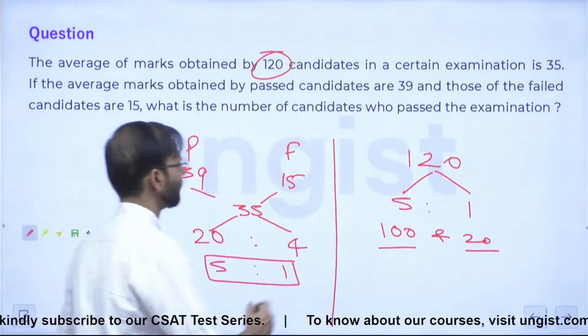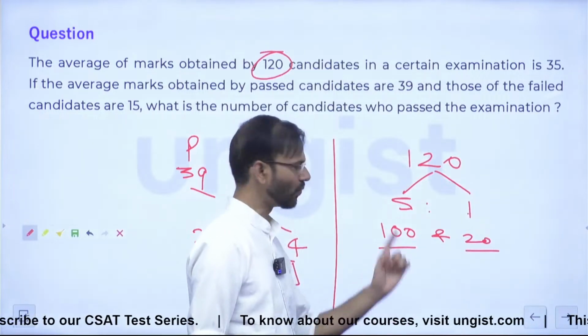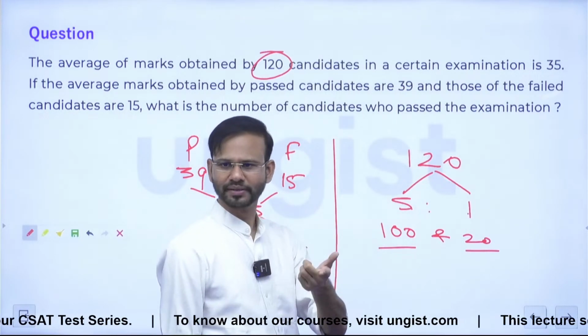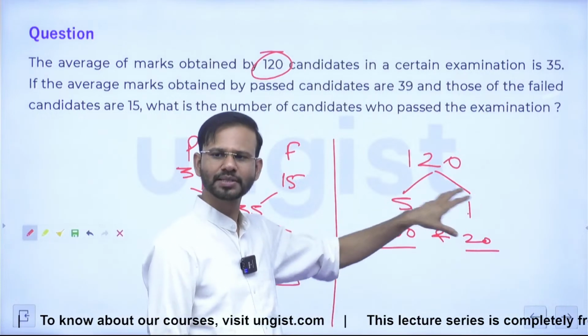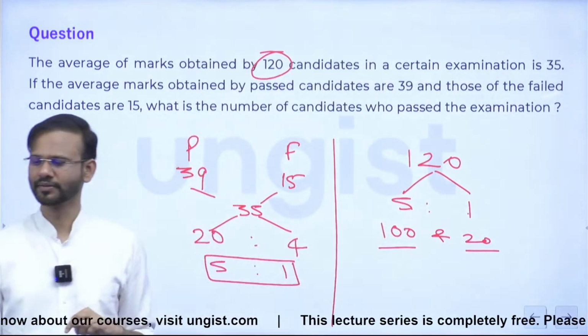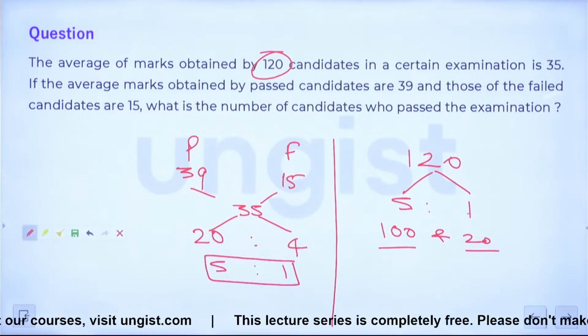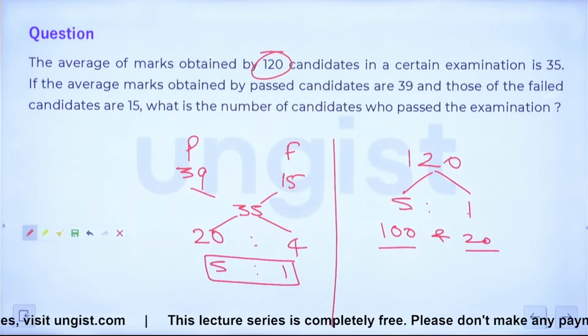See, 5 plus 1 is 6. 120 divided by 6 will give you 20. 20 into 5, 20 into 1. Right? This is the distribution in the ratio. Okay. Done? All right.